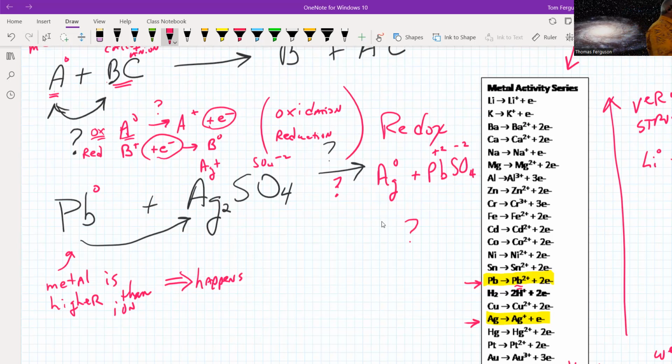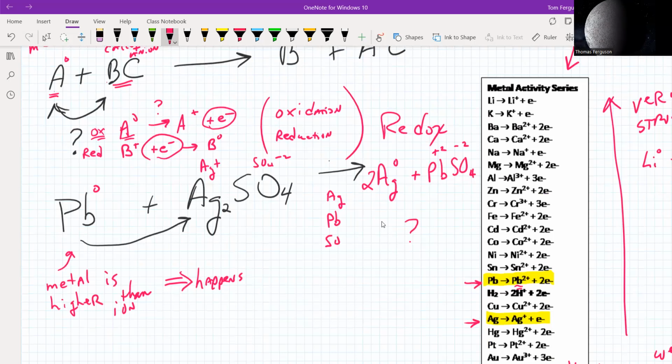Now, is that equation balanced? No, it's not. So we have to balance it. Okay. So we have 2 silvers here, 2 silvers there. Now balanced. 1 sulfate, 1 sulfate, 1 lead, 2 silvers, 2 silvers. So if we did this our little inventory, we have 2, 2, 1, 1, 1, 1.